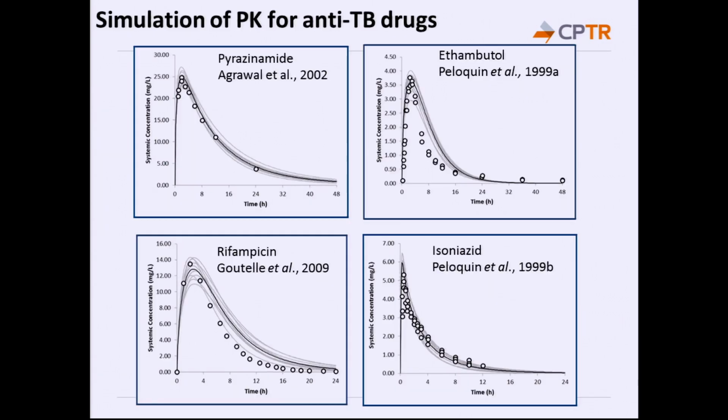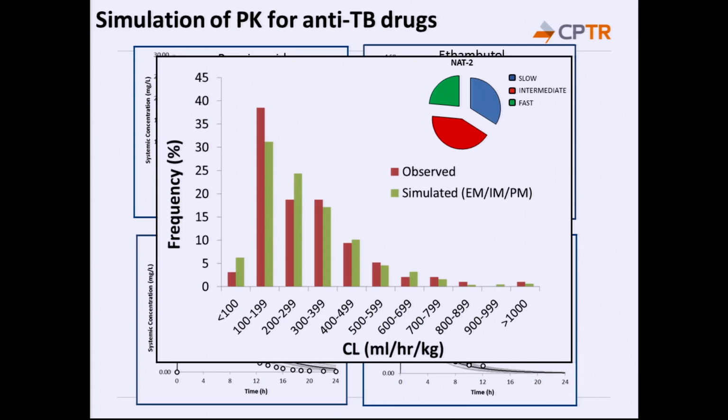This is just showing some of the simulations for the anti-TB drug, showing the simulated data as the lines with individual trials as the lighter lines, and the dots just represent the actual clinical data from those studies. We've also looked at the clearance across a population for a drug like isoniazid, where we know there are differences in the acetylator status that affects the pharmacokinetics. So again, the simulations that we have for that compound match pretty well what we know to be true from observed data.